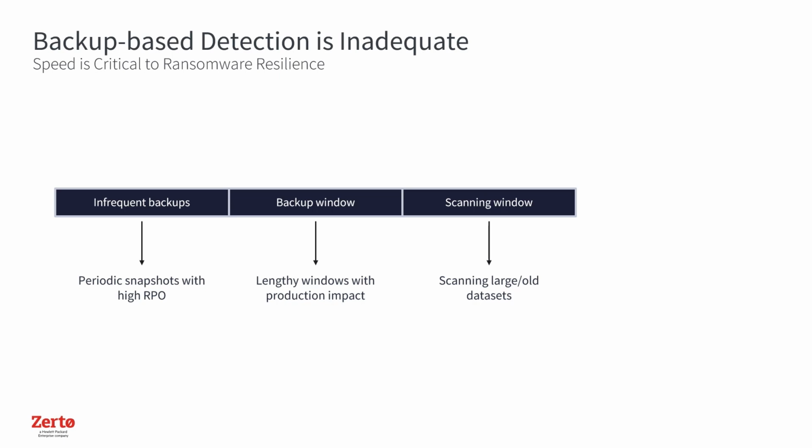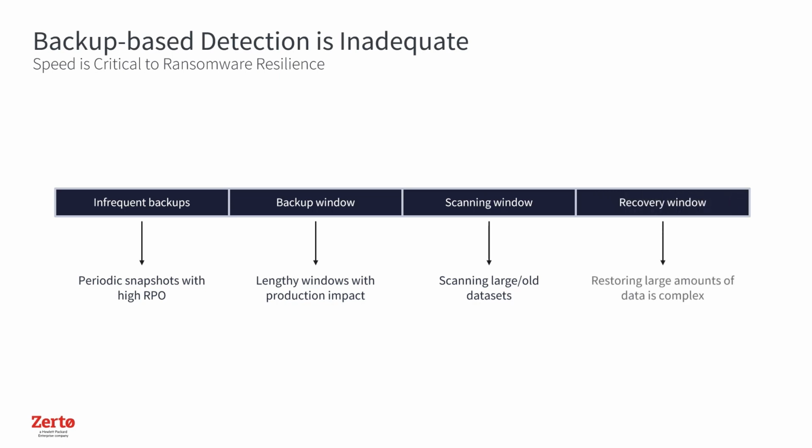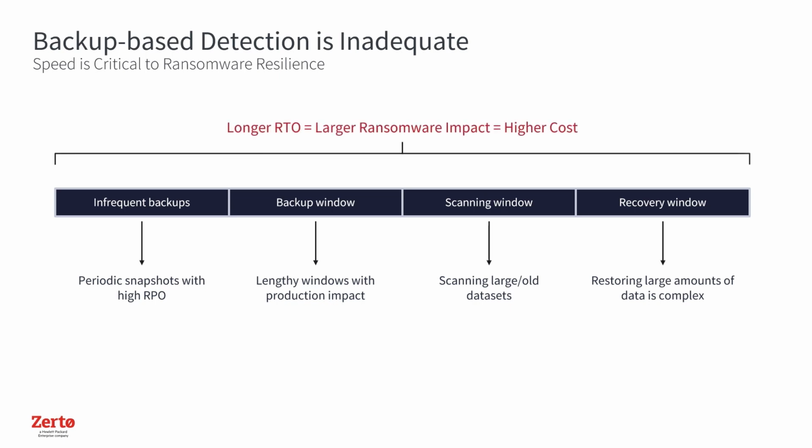Finally, the recovery step of restoring large amounts of data is very complex, which further increases the RTO. The overall picture is that restoring from backups is a process that takes many days and often extends to weeks. Longer RTOs increase the impact of ransomware and the cost to your business. These costs could be direct, or they could be indirect costs like brand damage and loss of productivity. The name of the game here is speed, and that's where Zerto has a huge advantage.